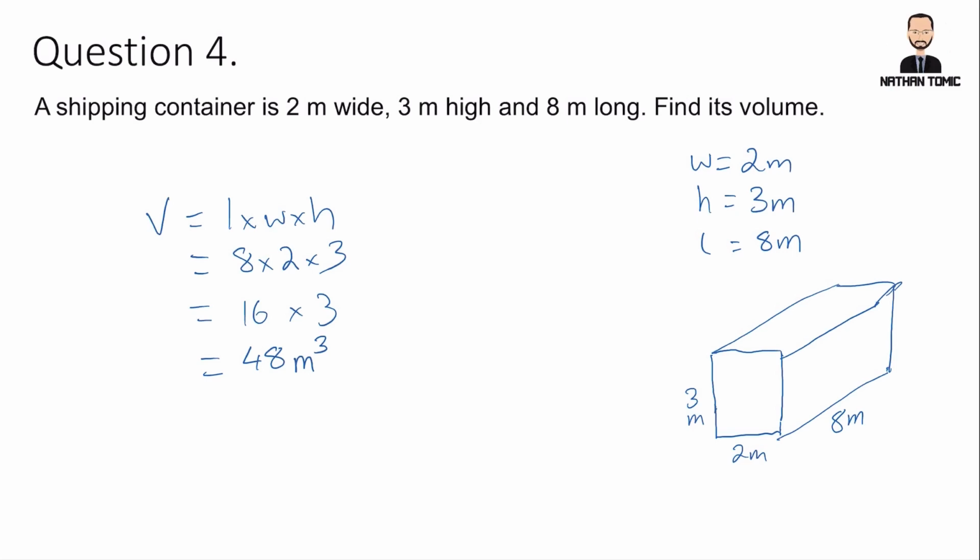Now, one thing I did forget from the previous question is this is a worded question, so it really should have a worded answer. So let's make sure we do it properly this time. So the container has a volume of 48 meters cubed. So very important that we do always finish a worded question with a worded answer.